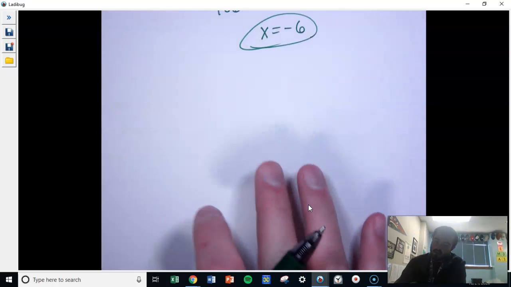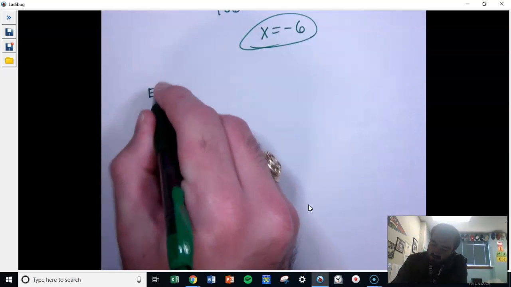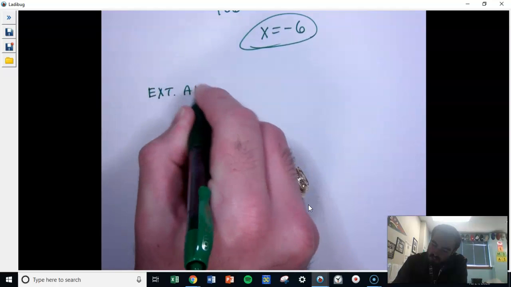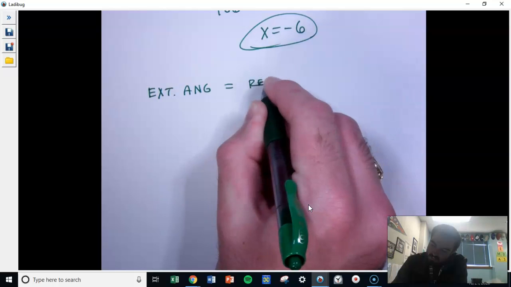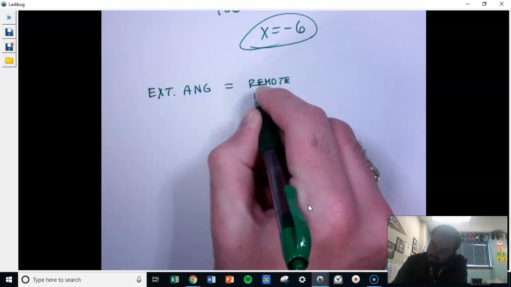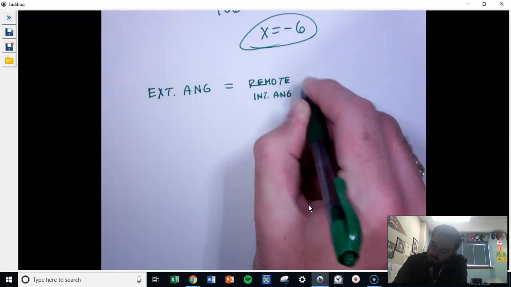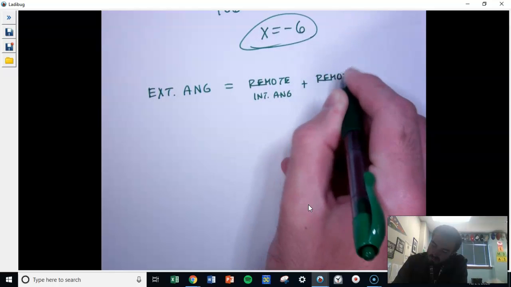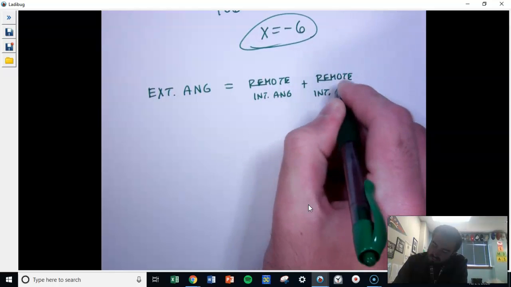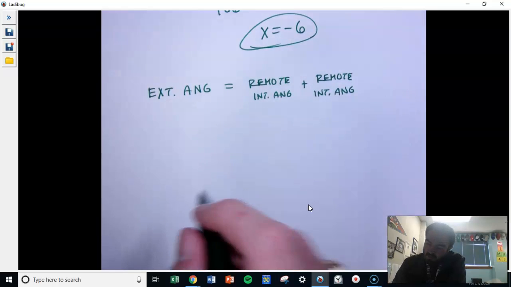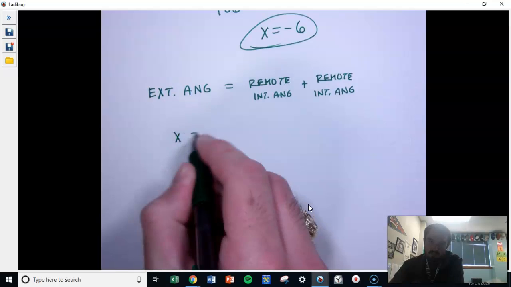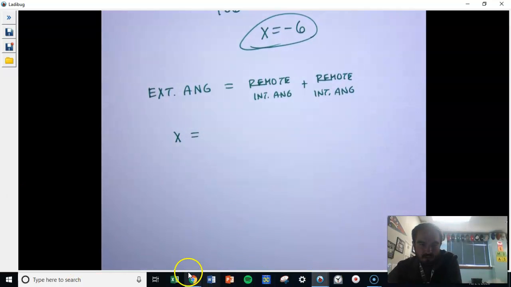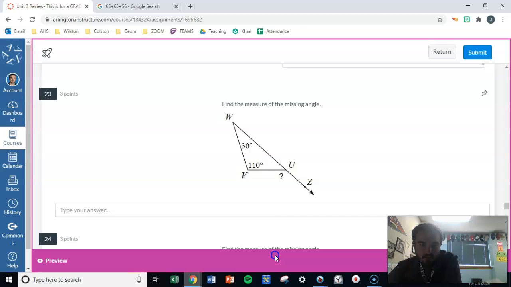If we had this, our exterior angle equals remote interior angle plus remote interior angle, right? The sum of those two. So the exterior angle would be x equals, let's remind ourselves of what the remote interior angles would be. 30 plus 110.